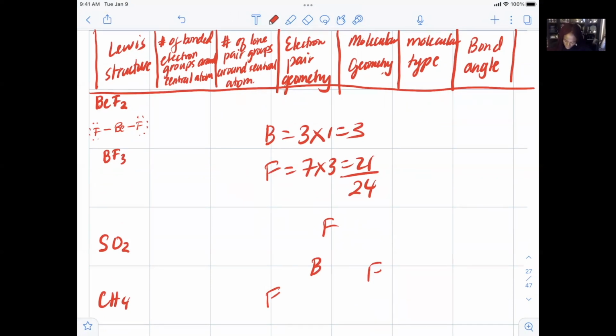Where was I? Boron is right here, single bond, single bond, single bond. It uses up 6 electrons. We're left with 18 electrons here. 1, 2, 3, 4, 5, 6 on each fluorine. 6 times 3 is 18. We're left with 0 electrons.